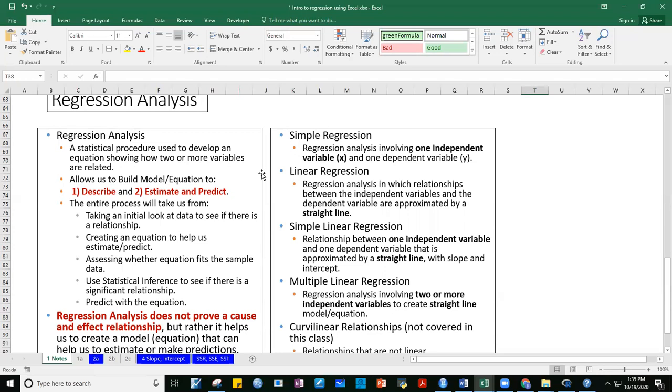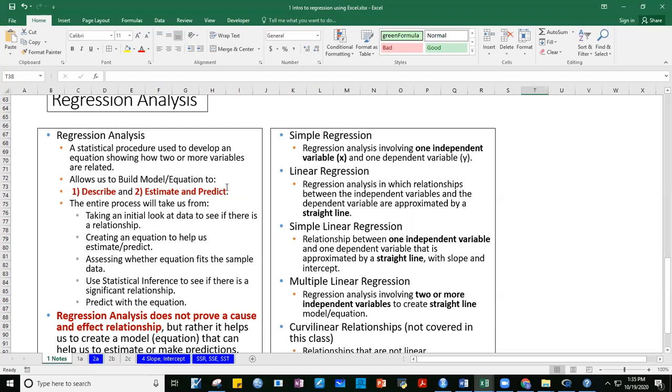Regression analysis will allow us to build a model or an equation to describe the relationship. So that's the first intention, to describe the relationship. And secondly, to estimate and to predict your dependent variable. Those are the two main reasons why we engage in regression analysis.